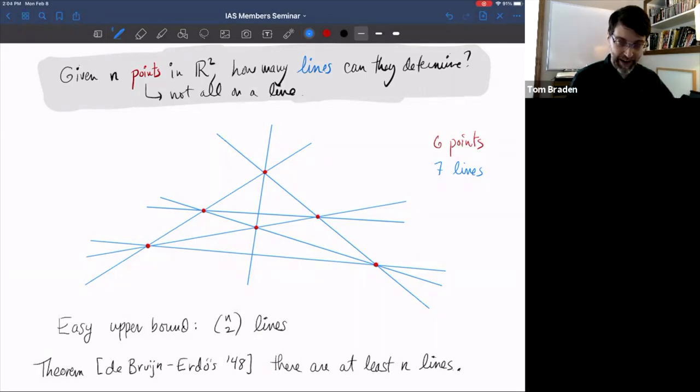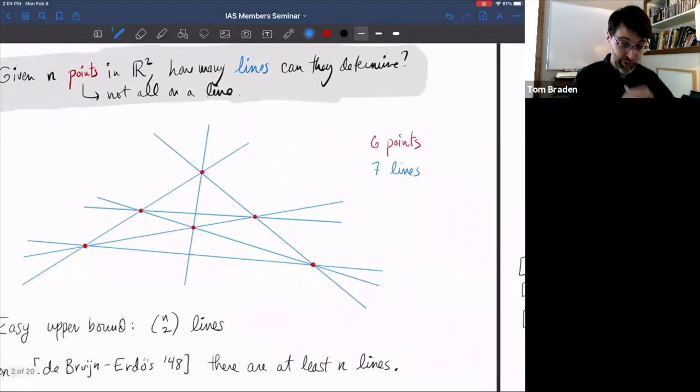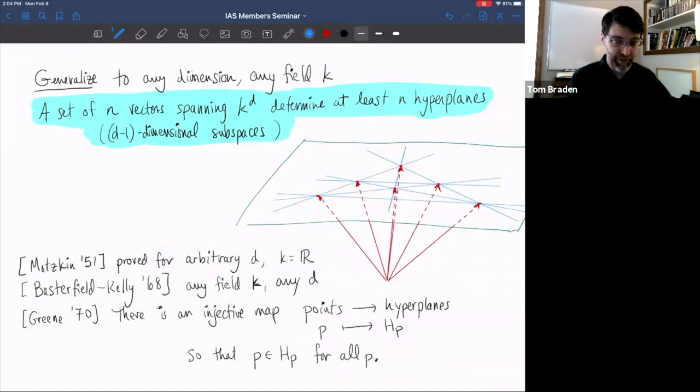So now we want to generalize this. The first level of generalization is to allow arbitrary dimensions, not just the plane, and also we can work over different fields. You don't have to work over R. I also deprojectivize it, rather than looking in an affine situation, I'll look in a vector linear algebra situation. So if you have n vectors that span a d-dimensional vector space over some field K, you can ask how many hyperplanes, how many d minus one dimensional subspaces, they span. The statement would be that they determine at least n of them. So there are at least as many hyperplanes as there are vectors.